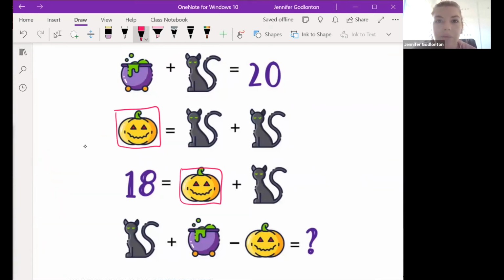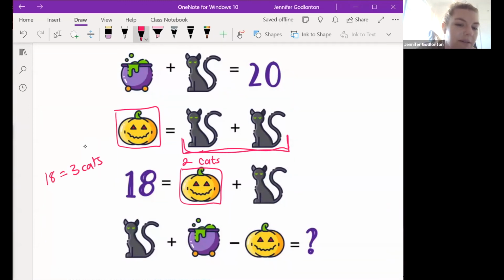And we know that the 1 pumpkin is equal to 2 cats. So that means that this pumpkin here is actually equal to 2 cats. So that means that 18 is equal to 3 cats, which means that 1 cat is 6. And once you figure out your cat, then the rest are easy to work out. So this middle part was the key to figuring out this question.